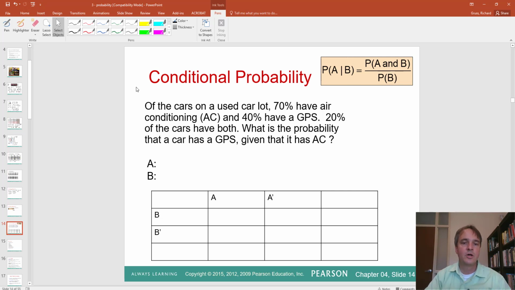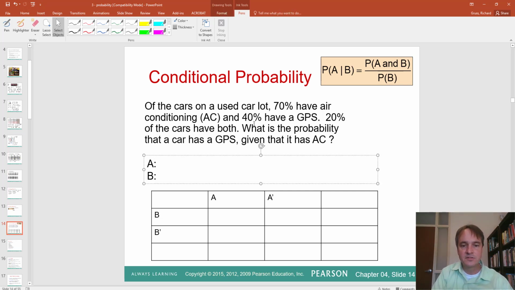Okay, so let's say we have a used car lot here, and we know that 70% of the cars have air conditioning and that 40% have GPS in them. And we also know that 20% of the cars have both, that is both air conditioning and GPS. So the question then is, what is the probability that a car has a GPS given that it has an AC? Okay, so let's go ahead and define these events then.